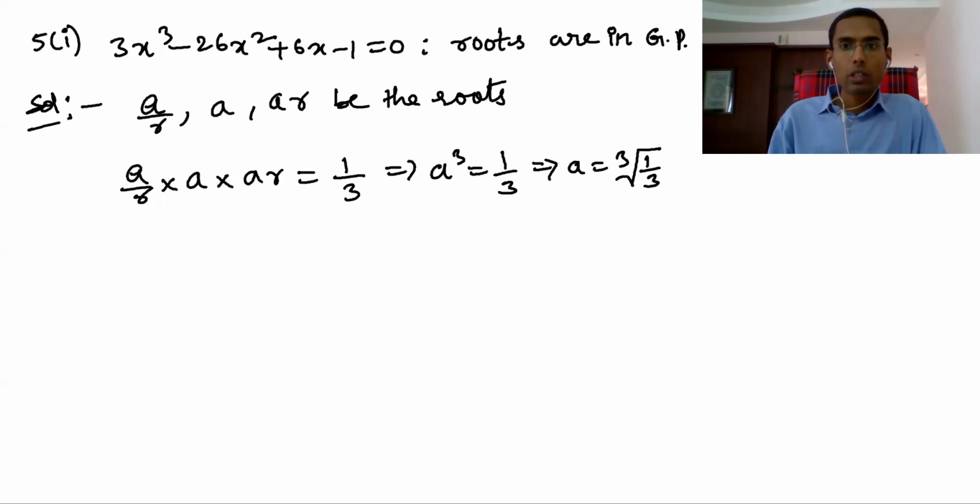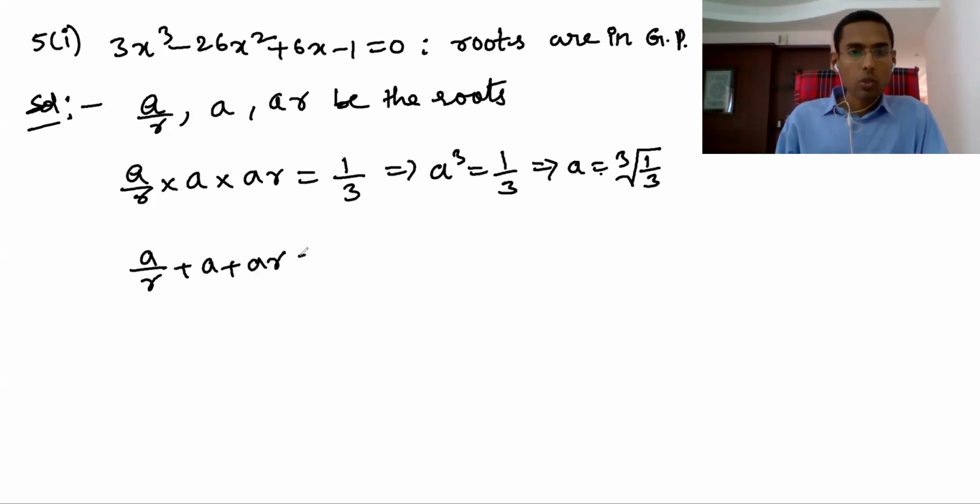So that's what you get as one root. Now, how do you find the other roots? If you know one root like this, then you will be able to find the other roots by the sum of the roots. What is that? a/r + a + ar equals 26/3. So this is going to be 26/3.